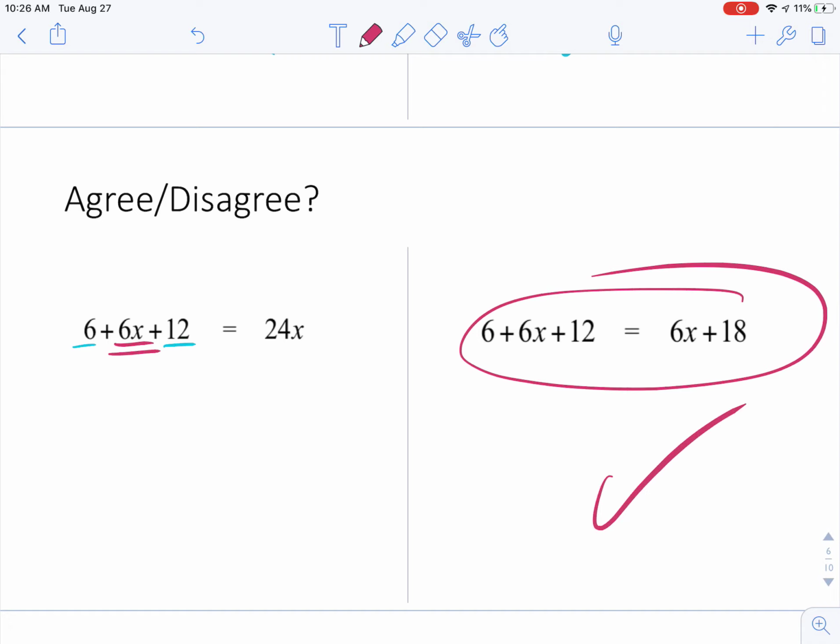So over here, we agree. 6x plus 18. You have the 6x and the 6 and 12 make an 18. Over here we disagree. It doesn't make sense because you can't put the 18 together with the 6x.